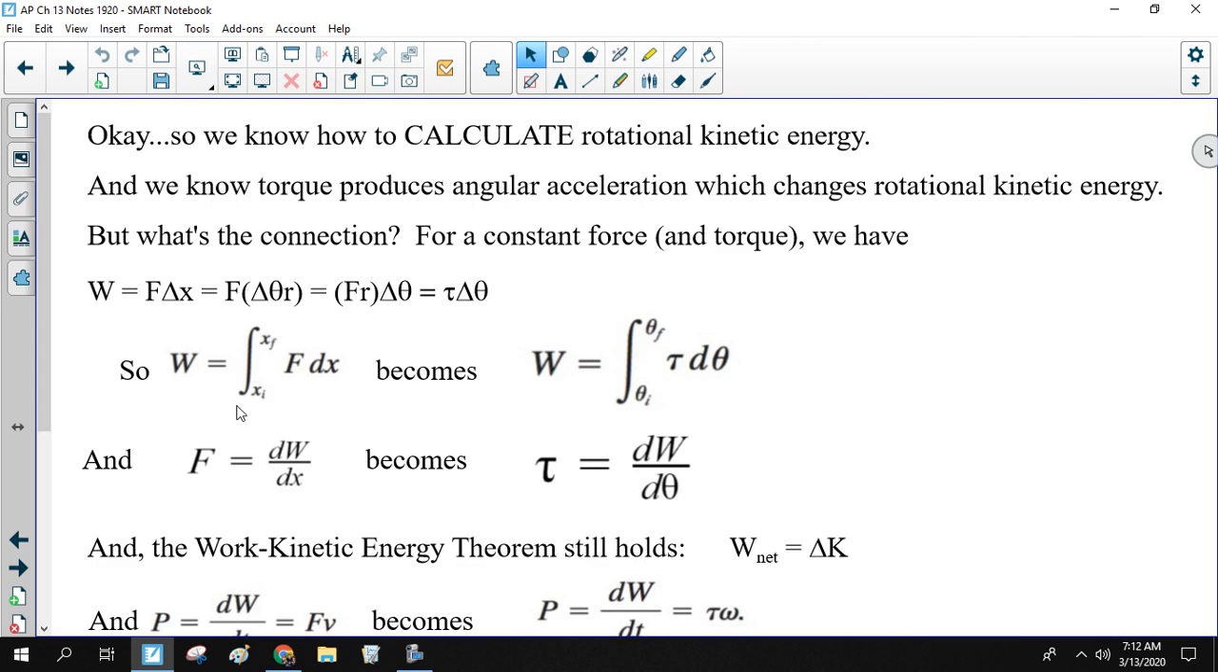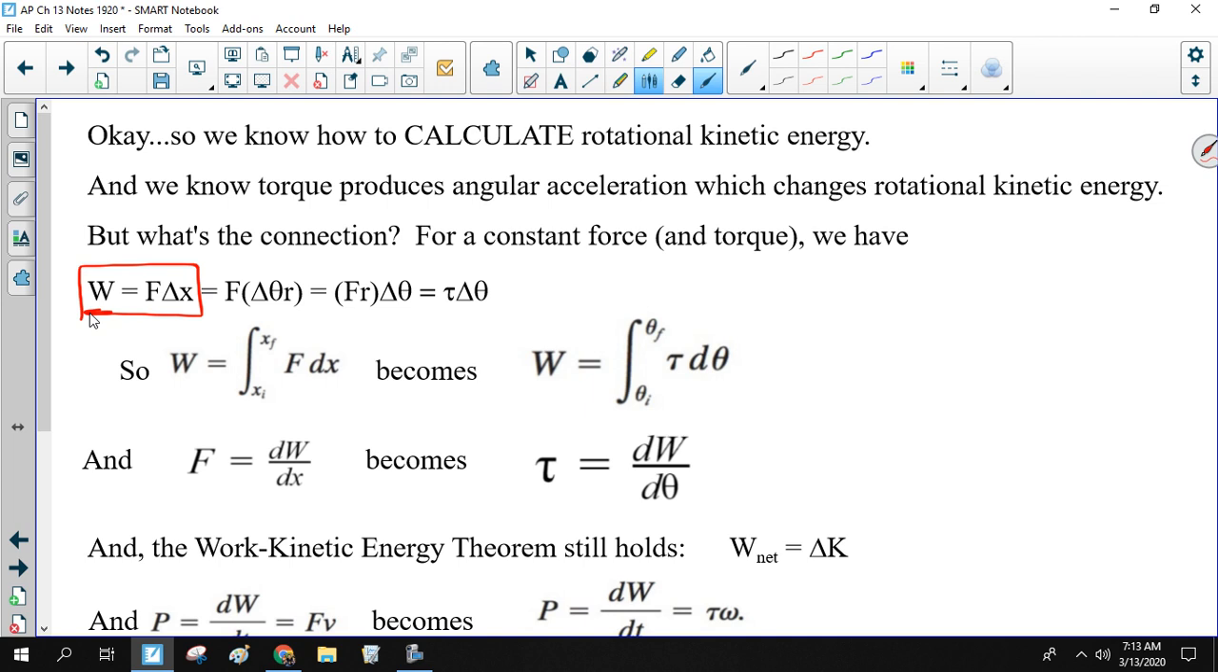At this point, we've now learned how to calculate the rotational kinetic energy. And we know that torque produces angular acceleration, which changes that rotational kinetic energy. But what's the connection? Earlier in the year we learned that, assuming everything is linear, you can calculate the work done by a force by simply multiplying your force by your displacement. And if the force and the displacement aren't parallel, then you have to deal with components.